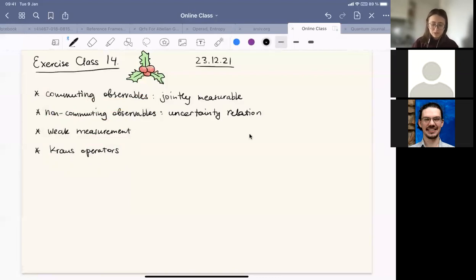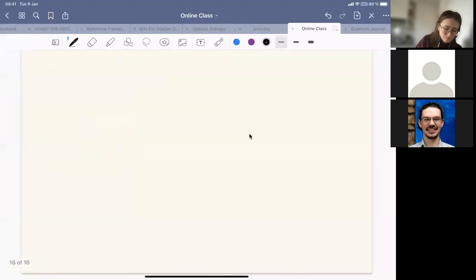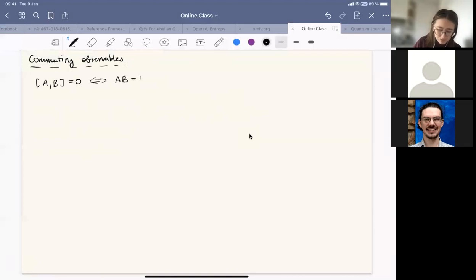Okay, so let us start with the commuting observables. Just to remind you, for our two observables A and B, we say that they commute if their commutator is zero, or this is equivalent to saying that AB equals BA.